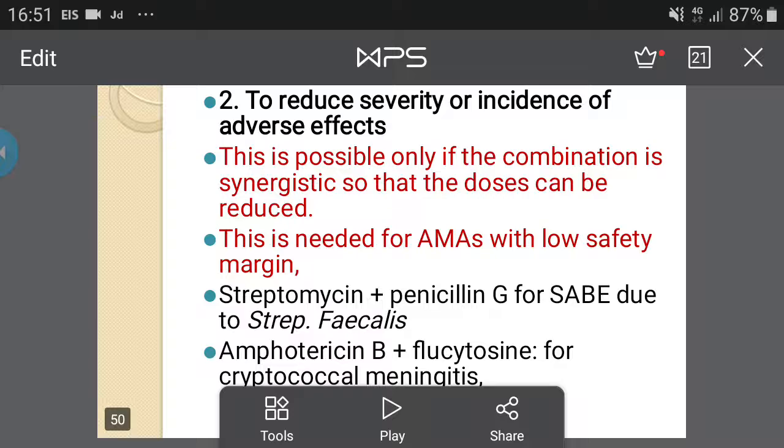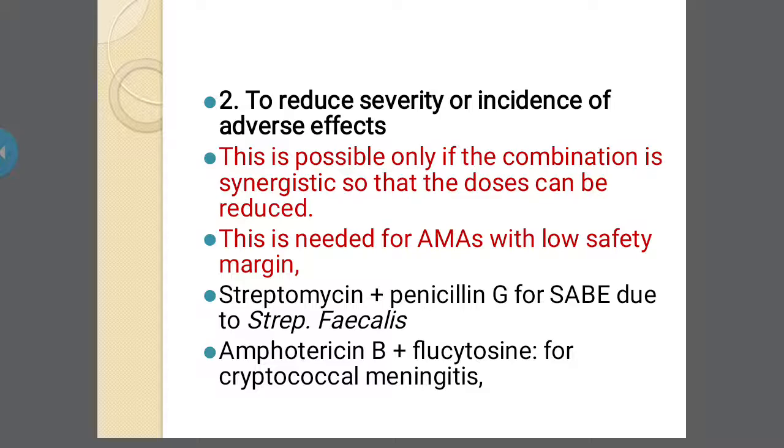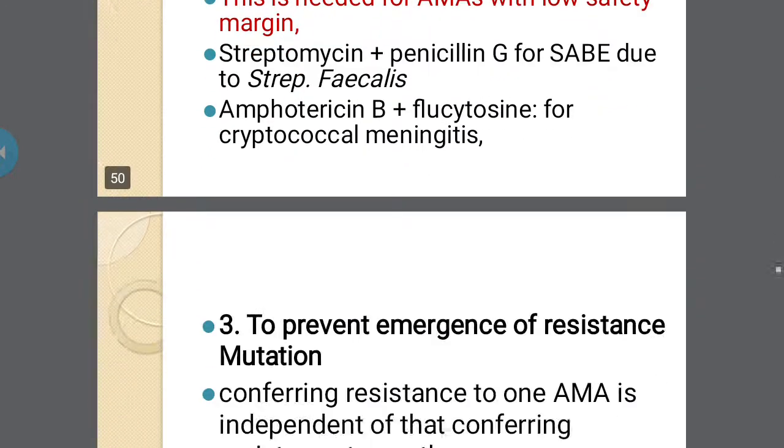Number 2, to reduce the severity or incidence of the adverse effect. This is possible only if the combination is synergistic, so that doses can be reduced. So synergism means you can give it in lower dose, then adverse effect of each drug can be minimized. This is needed for the antimicrobial with low safety margin, like streptomycin can be combined with the penicillin for the subacute bacterial endocarditis. Amphotericin B and flucytosine, both are nephrotoxic drugs, can be combined in the cryptococcal meningitis.